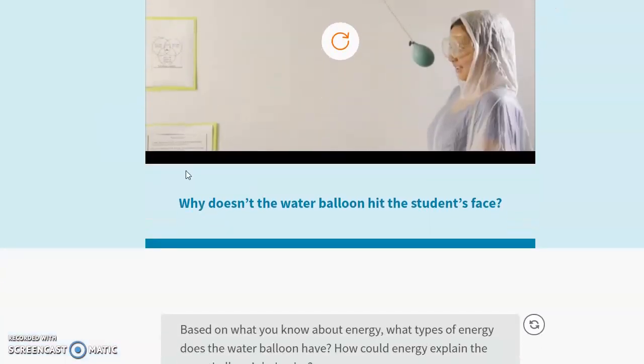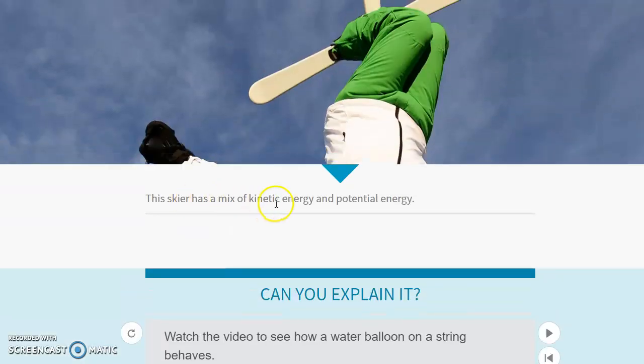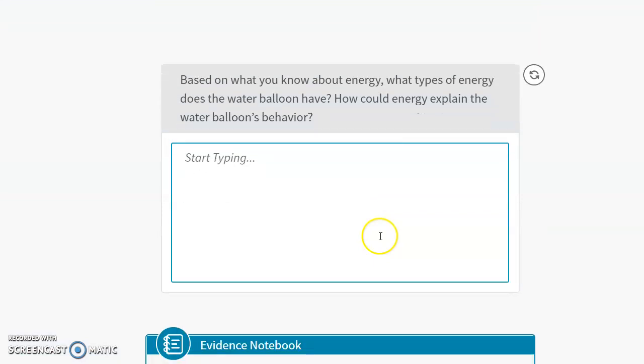Cool, right? And we have to figure out why it doesn't hit their face. What types of energy does the balloon have? How could energy explain the behavior? Well, they gave us a hint up here. They said kinetic and potential energy. So we could say the water balloon has kinetic and potential energy.